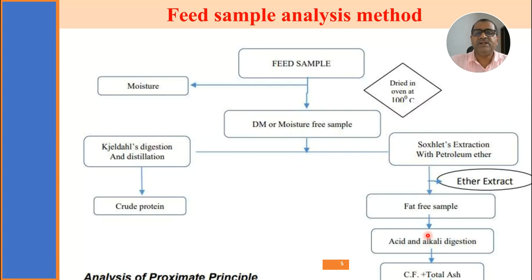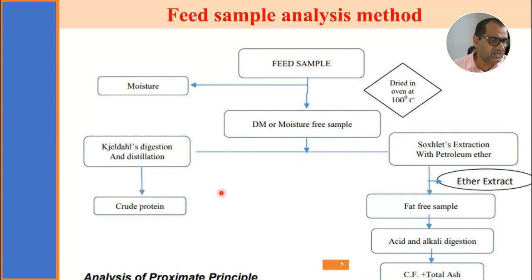Then the feed analysis method, that is the Weende method, is initiated with a given feed sample. First of all, it is estimated for the quantity of moisture, how much moisture is present in that given sample. Then it is dried in an oven at 100 degrees centigrade, and a dry matter or moisture-free sample will be prepared.